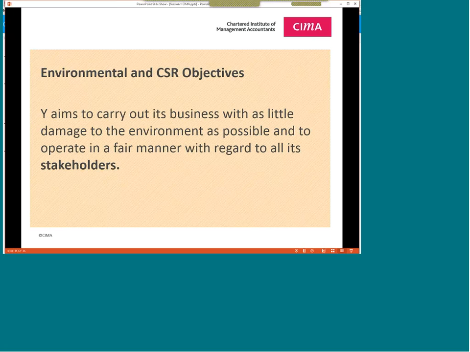So they have a statement in the case study that they try to carry out business with little damage to the environment and operate in a fair manner with regard to all its stakeholders. So that would be the main environmental and corporate social responsibility objective in this particular case. And all the actions that Daniel, you are mentioning, are correct, but this is how they actually try to achieve, for example, minimal damage to the environment and be responsible for our different stakeholders. Okay.